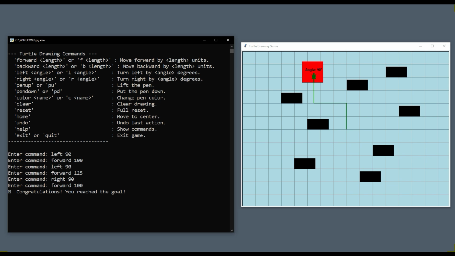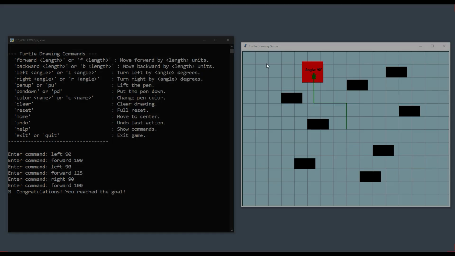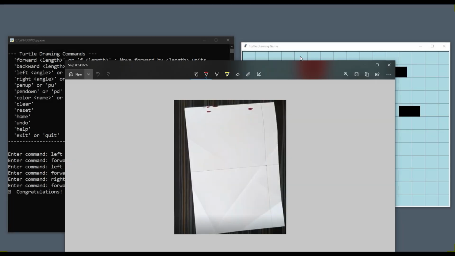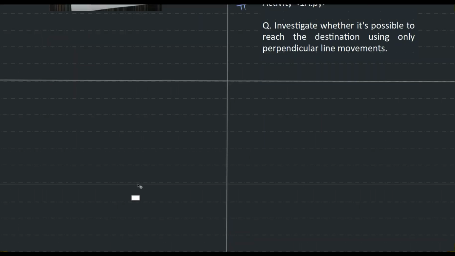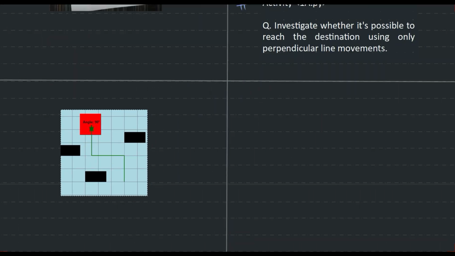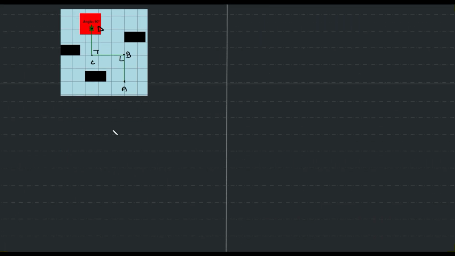So were we able to do it? Were we able to use only 90-degree and reach our destination? Answer is yes. Okay. So let's look into that. We have a right angle over here. We had two right angles. So if I have, say, AB, and this is C, and say this is destination D.